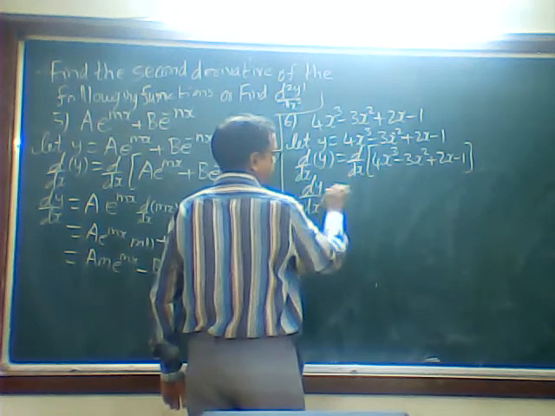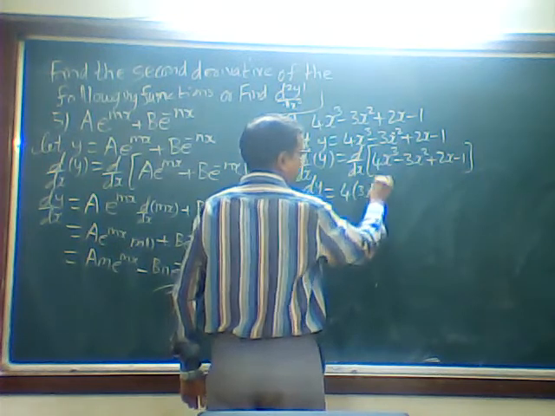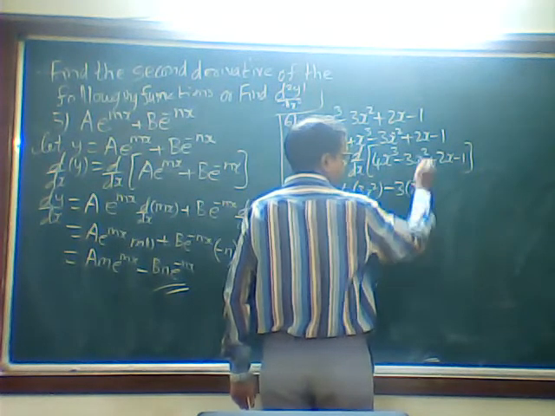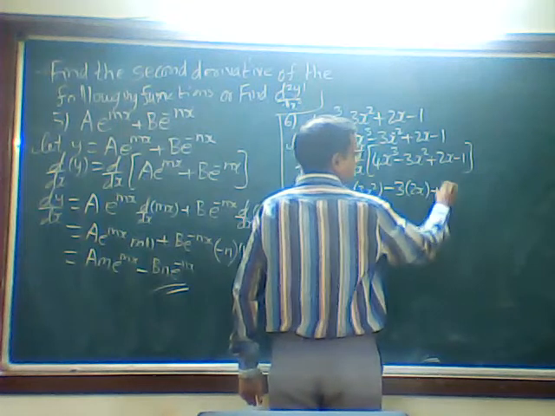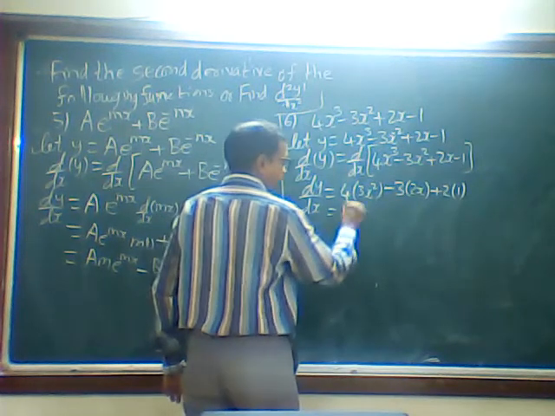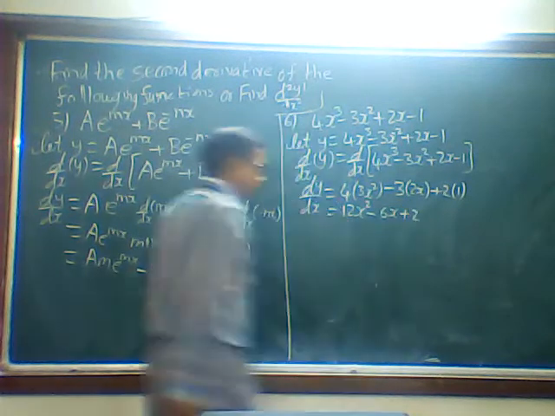Now here 4 is constant, d by dx of x cube is what? 3 times x square. Minus 3 constant, d by dx of x square is 2x. Plus 2 constant, d by dx of x is 1. So what you get? 4 3s are 12x square minus 6x plus 2. This is dy by dx.